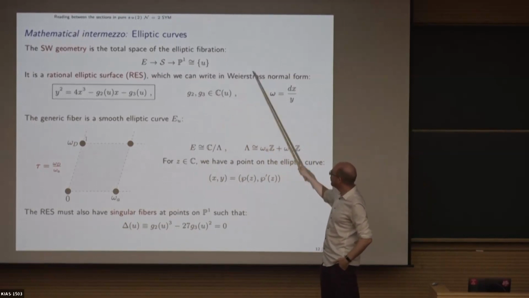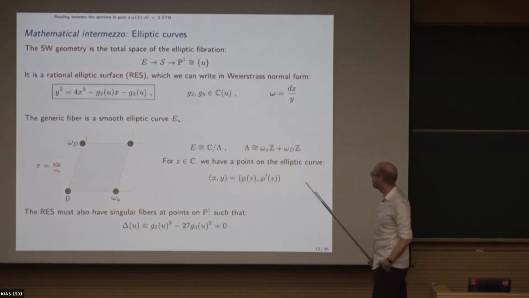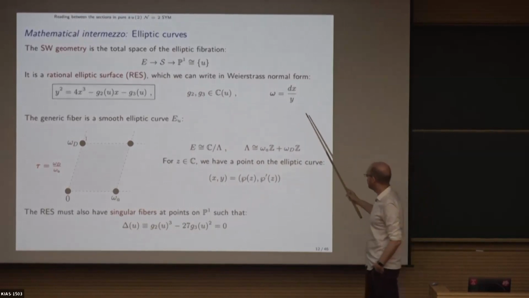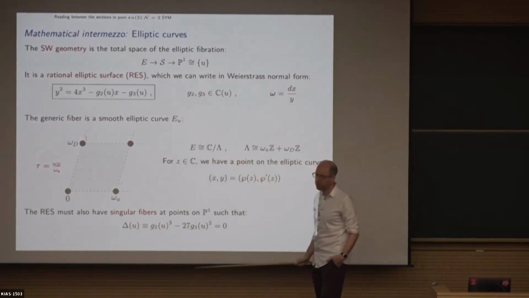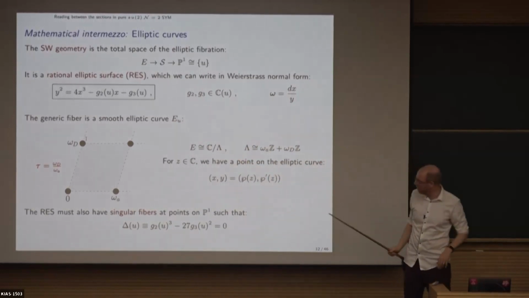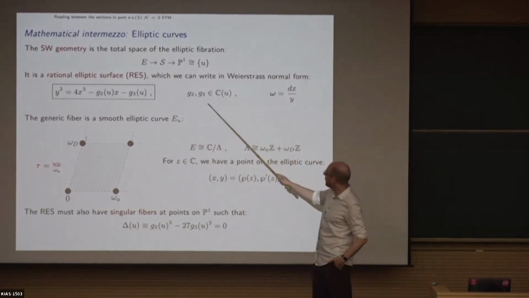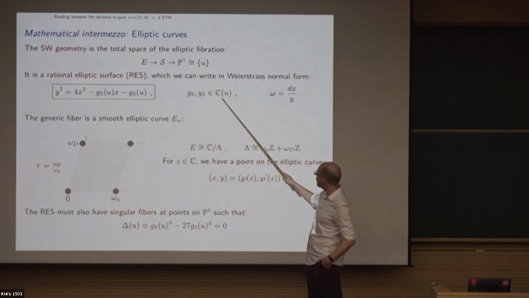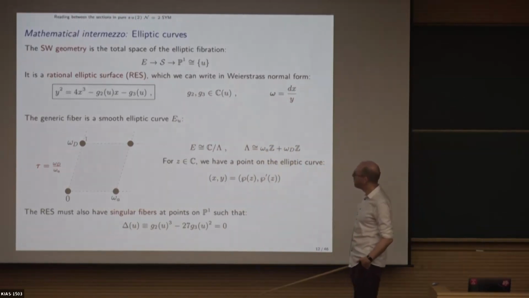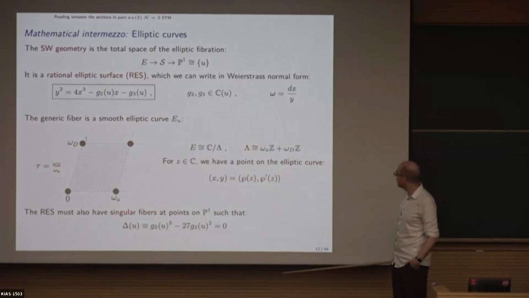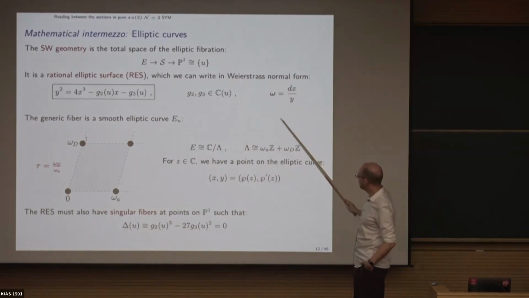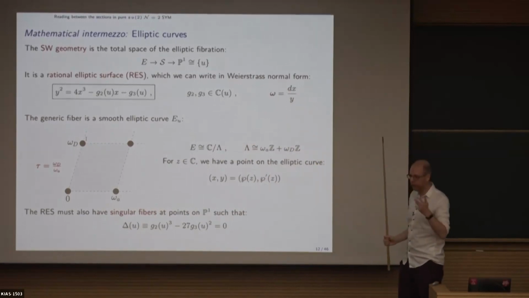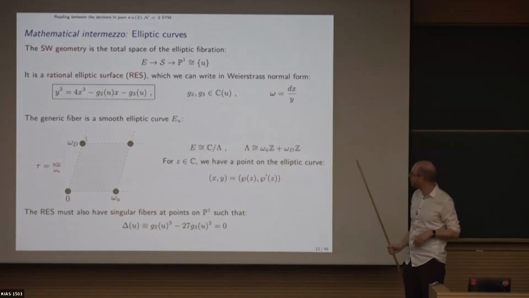And whenever you have this structure, which is called a rational elliptic surface, you can write it in Weierstrass normal form, which is just this cubic in x and y. You can compactify in P2 or something if you want. And so it's fully determined by these two rational functions of u, G2 and G3, that will be polynomials in u in all my examples. And then in the Weierstrass normal form coordinates, this omega, the holomorphic form, is just dx over y.